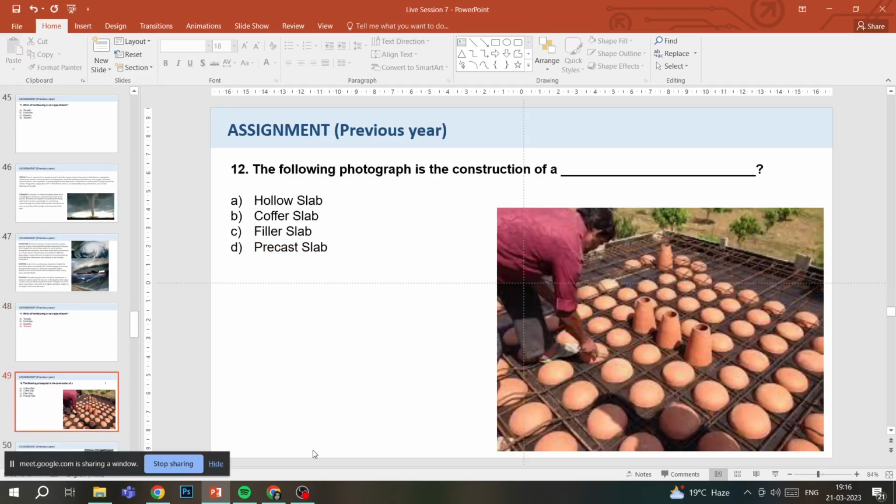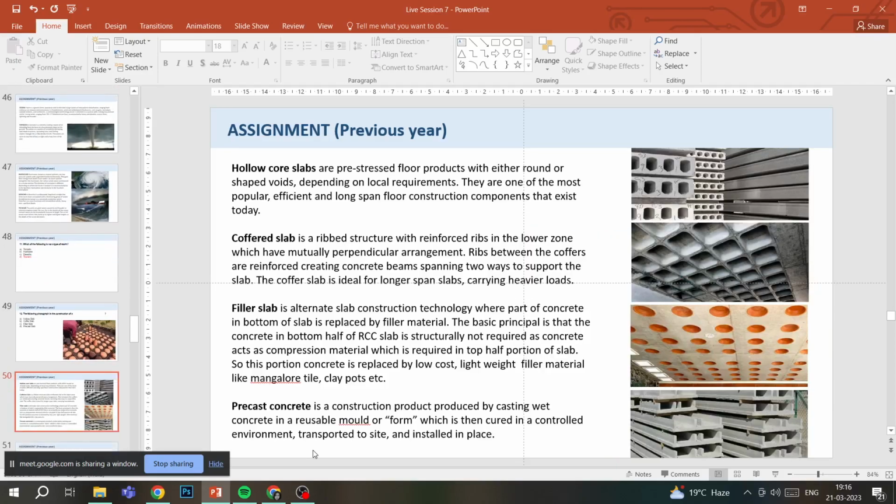Next question, there is a photograph given, and it is being asked what this image is showing. Is it a hollow slab, a coffer slab, a filler slab, or a precast slab? So we will just go quickly through all these four terms to be able to answer this question.